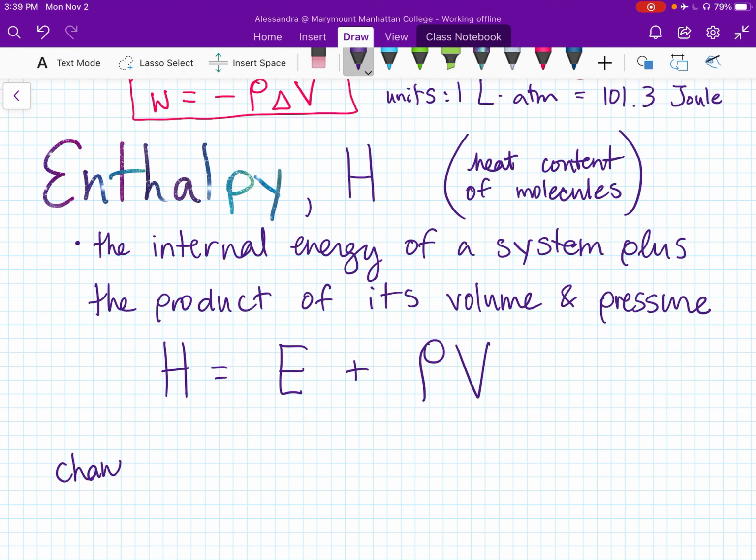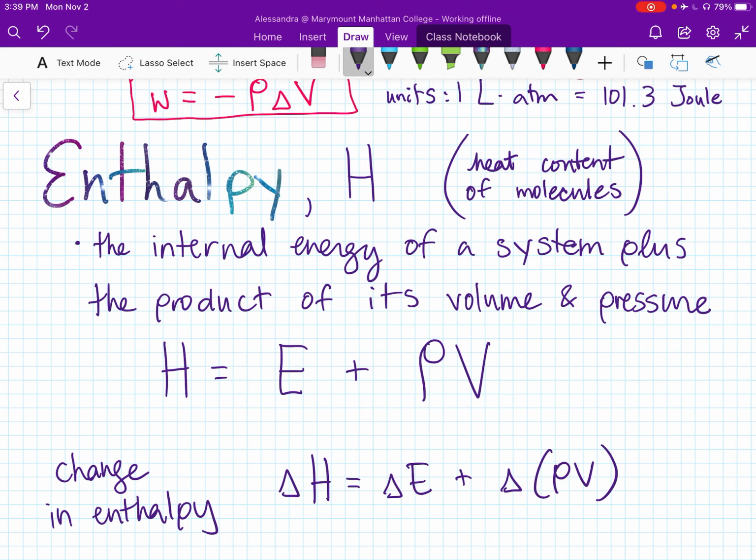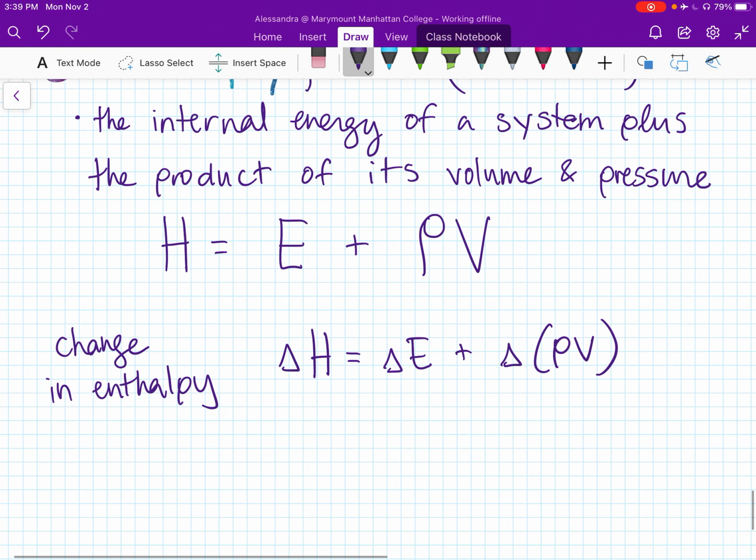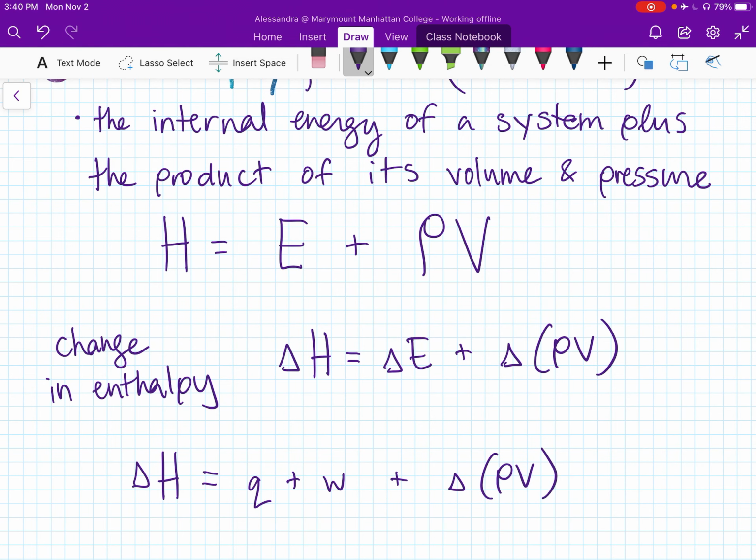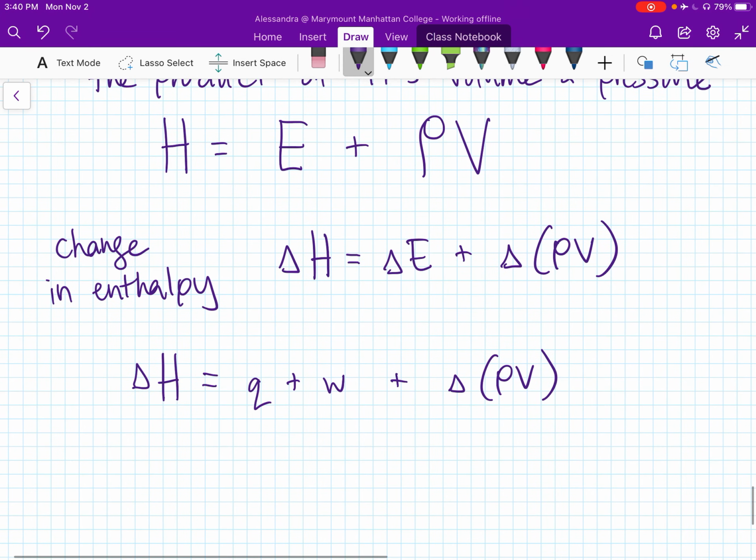Let's put a delta in front of everything here so we can think about the change in enthalpy. It's a thermodynamic state function, so we can really only measure the changes. So we have delta H equals delta E plus delta PV. All right, so we've seen some of these things before. From the first law of thermodynamics, we know that delta E equals Q plus W. And delta PV is something that we've seen before a moment ago when we defined PV work.